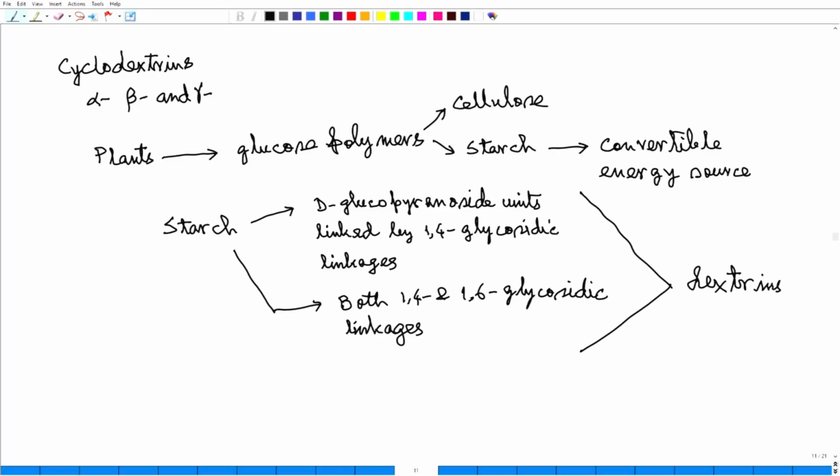Okay. These dextrins are very important compounds. They are produced in large quantities industrially by this ionizing radiation and so on, because they have various industrial applications. They are used in cosmetics, as food items, and so on. It is a big industry.